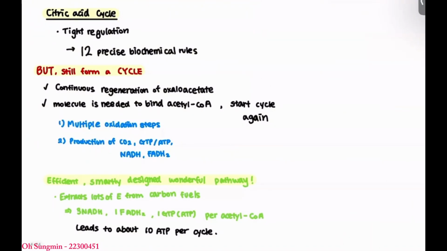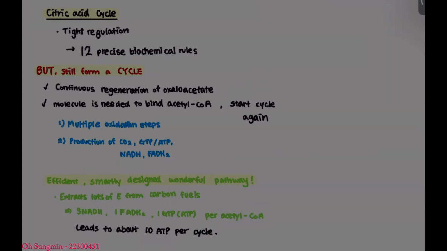In addition, this wonderful pathway is efficient and smartly designed. It extracts a lot of energy from carbon fuels, for example, 3 NADH, 1 FADH2, 1 GTP or ATP per acetyl-CoA. This leads to about 10 ATP per cycle.